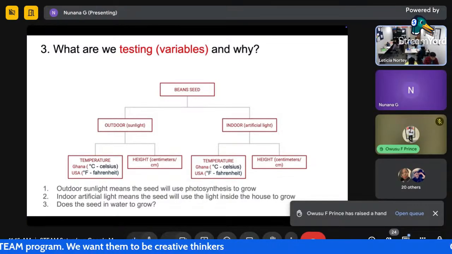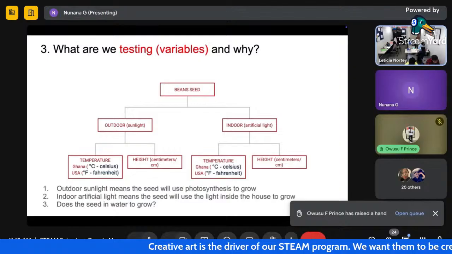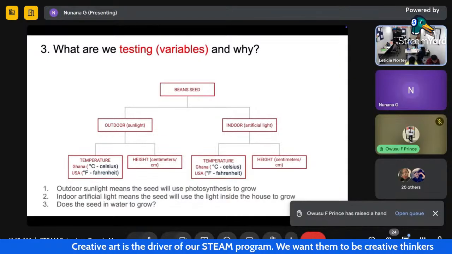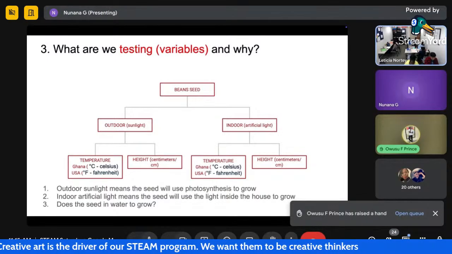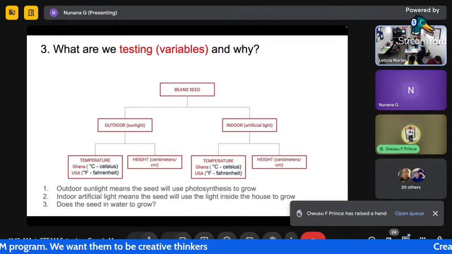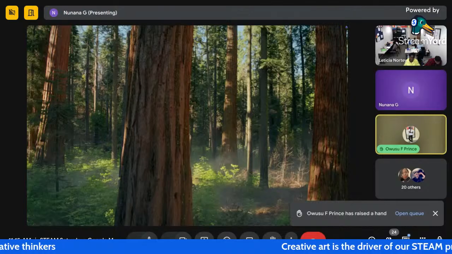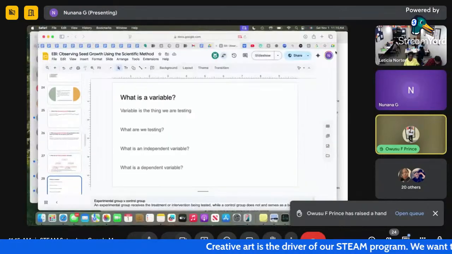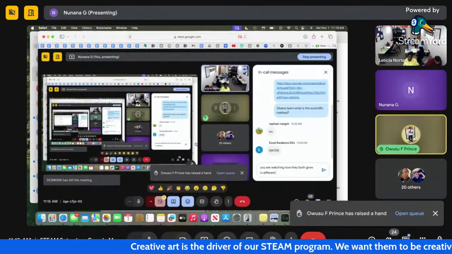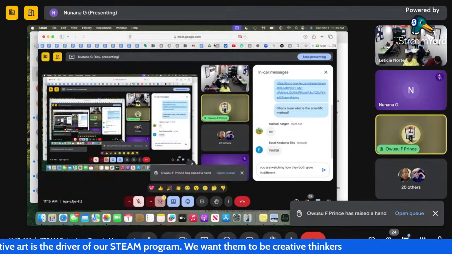And I want to bring Prince to share a little bit of input on how the engineering method is really helping him right now. Prince, over to you. Prince, can you hear us? Yes, please, madam, I can hear you. I say you can talk. You had your hand raised.